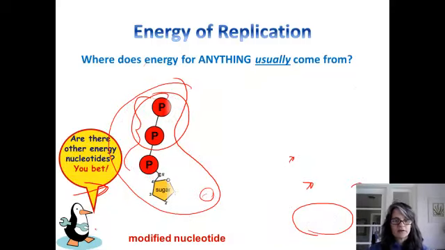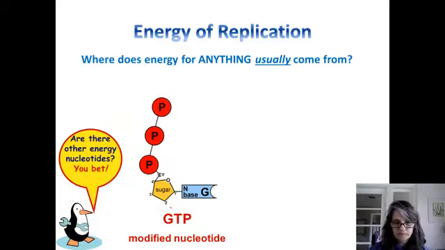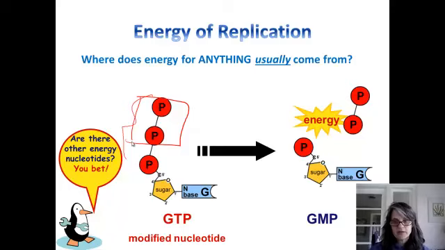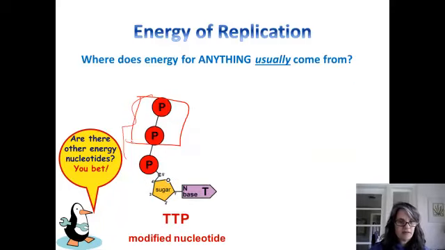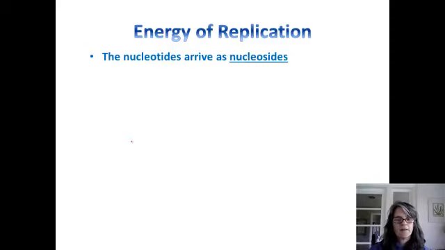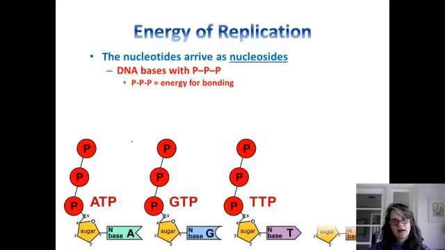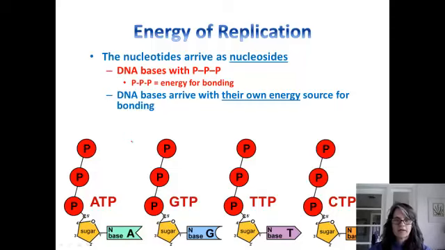Now, are there other energy nucleotides? Sure. Here, let me clear off this slide real quickly. GTP exists in the cytoplasm like this, but if we cleave that off, then we're going to get GMP, which is just guanine. Thymine, same deal. Cytosine, same deal. So DNA nucleotides come with their own energy for making a bond.